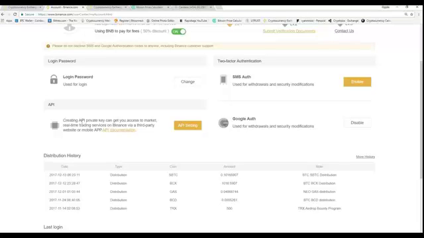Down here, this is where you could create an API private key. This isn't very necessary for the day-to-day traders, but if you want to set it up, you can. Over here, you have the two-factor authenticators. Now you have an SMS version and a Google version.